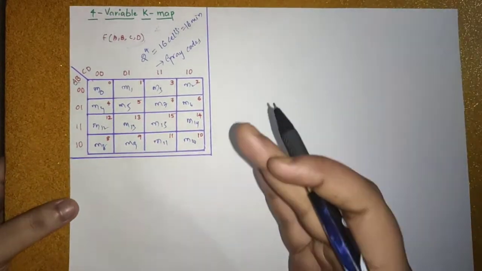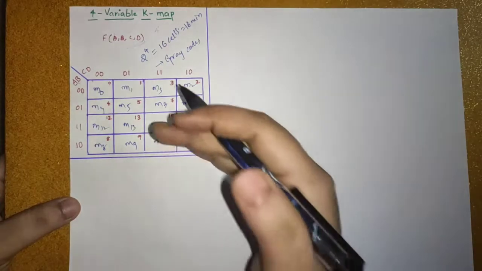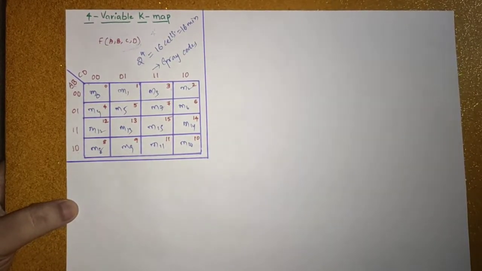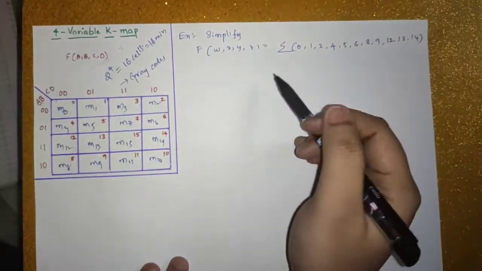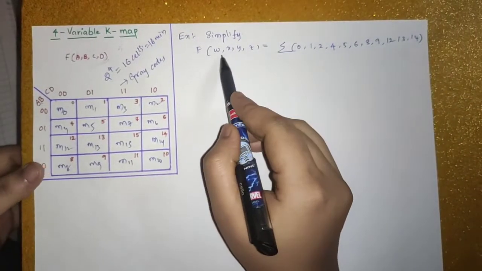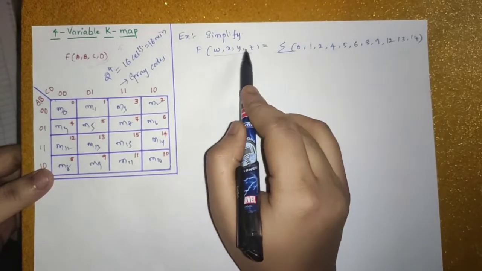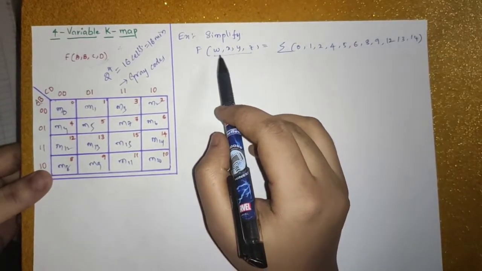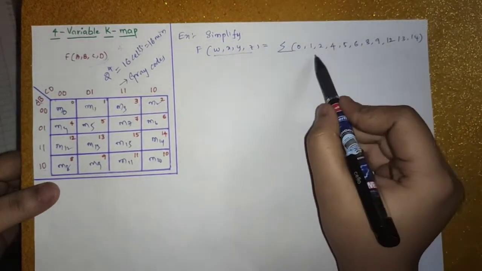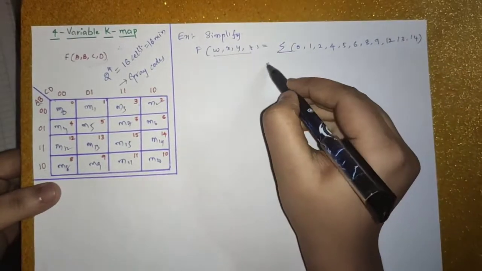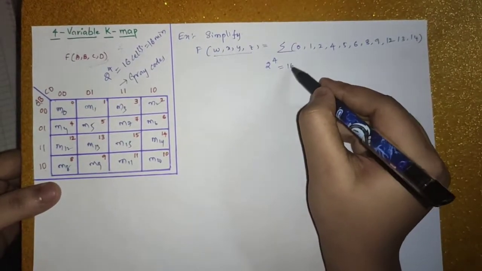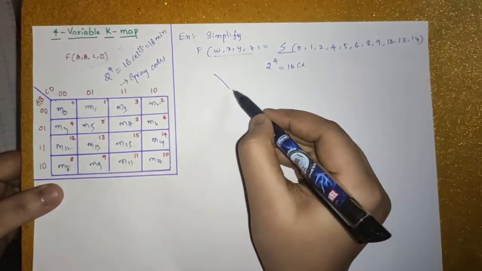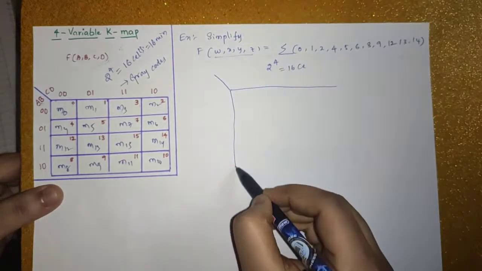Now we need to see how to minimize the expression by taking an example. Let us take this question as an example. It is a 4 variable expression. First, see how many variables are given. Since it is 4 variables, it has 16 cells, so draw the 4 variable K-map.